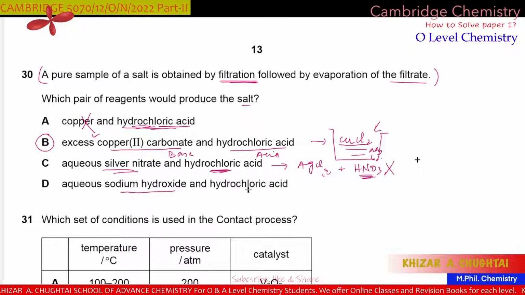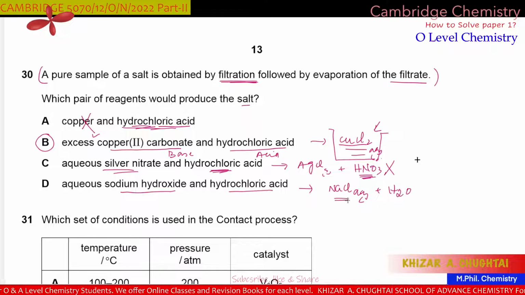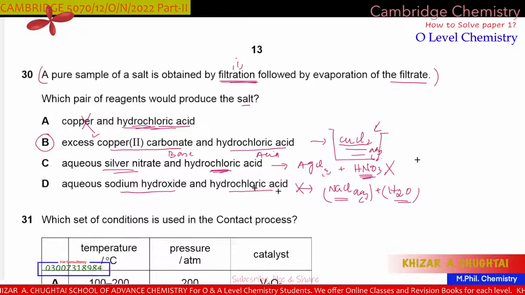Aqueous sodium hydroxide and hydrochloric acid, when they react together, form NaCl, an aqueous soluble compound, and water, H2O. Again, this cannot be separated by filtration. There is no insoluble compound remaining in the solution, so it is not feasible to apply filtration. Once again, C is incorrect, D is incorrect, so B is the correct option.